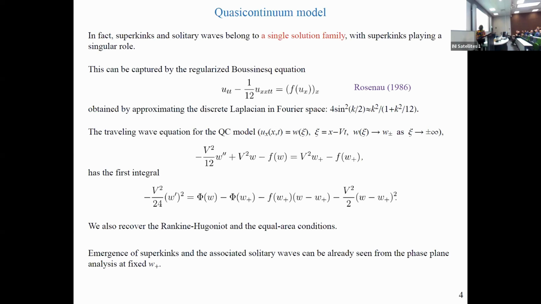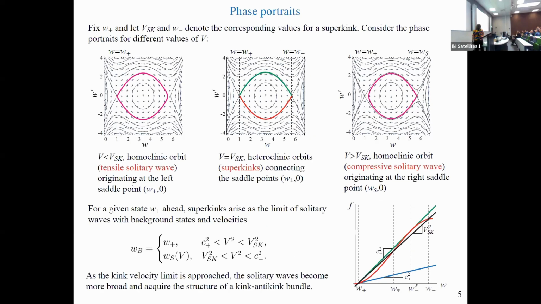And you can check very quickly that you do recover the Vainchtein and the equal area conditions for this model. And then to see the emergence of super kinks and associated solitary waves, it suffices just to look at the phase plane for this problem. So let's say we take kinks W plus and compute the corresponding super kink velocity, which can be obtained from the area condition. So let's say it's positive, doesn't really matter. And then W minus is also fully determined.